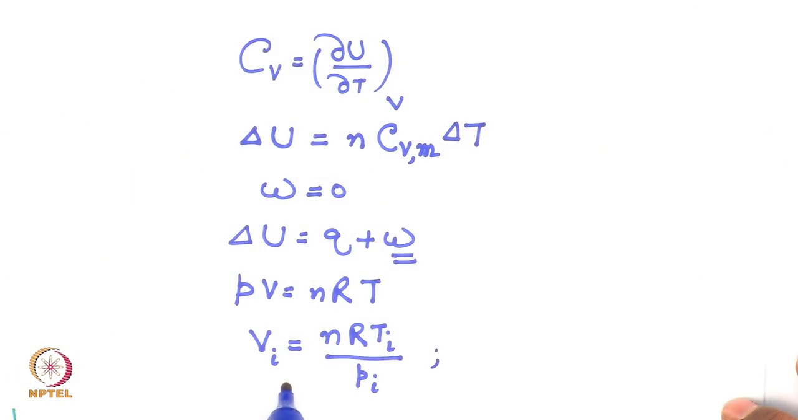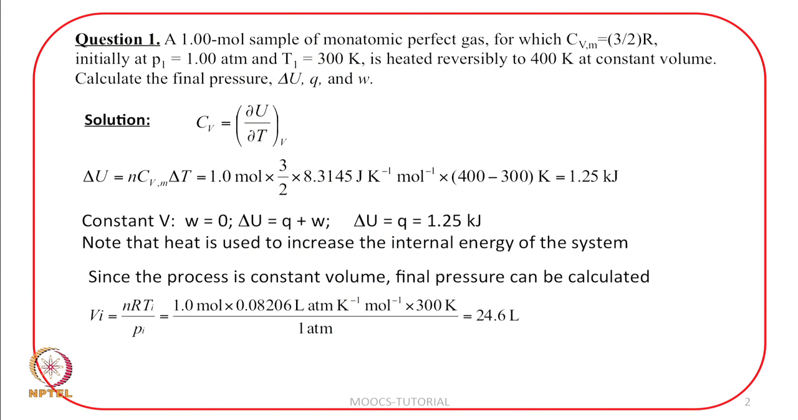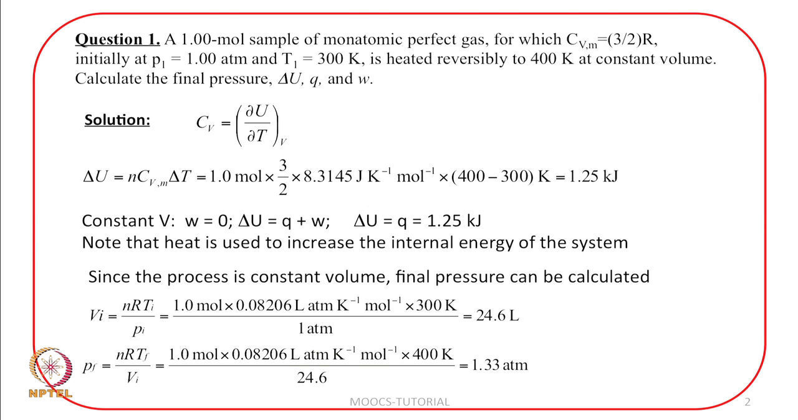The given information is that the system is heated reversibly at constant volume, and here you see since the system is heated reversibly, that means it must be the temperature, not the pressure, that is changed, because if you change the pressure the volume will change. Here the temperature is being changed in a reversible manner in infinitesimally small amounts. So, in order to get now the final pressure, P_f will be equal to nRT_f by V_i, since it is a constant volume process, and I can use V_i, which I just calculated. Look at the slide, V_i comes out to be 24.6 liter, and the final pressure from this expression comes out to be 1.33 atmosphere.